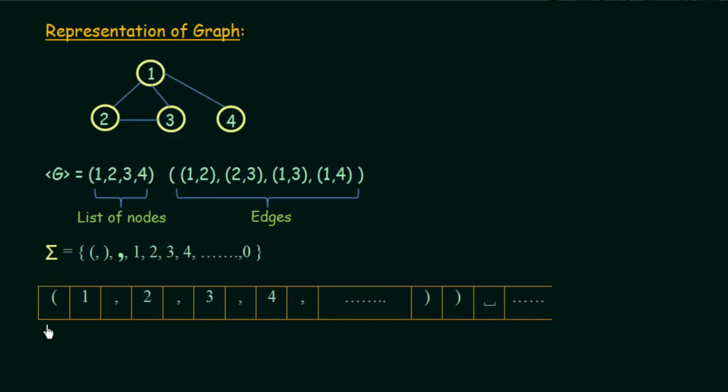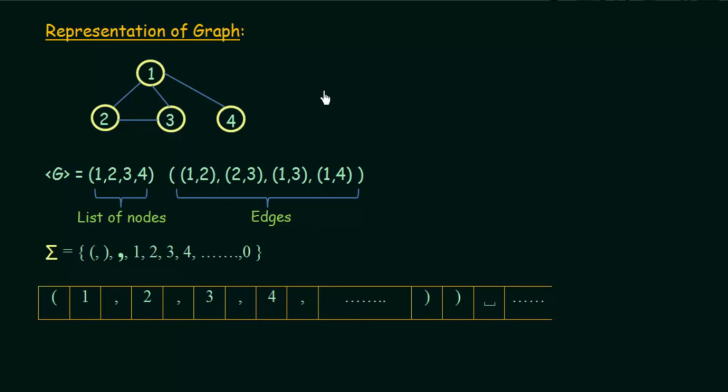Alright, now this is how the tape will look for the Turing machine. So here it starts with the open parenthesis, then 1, 2, 3, 4 and so on, depending upon how many nodes you have. And then we see that at the ending you will have 2 parentheses closing it, then the blank symbol and the tape continuing to infinity. So this is how the sample tape of this Turing machine will look for this particular problem of finding out whether the graph is connected or not.